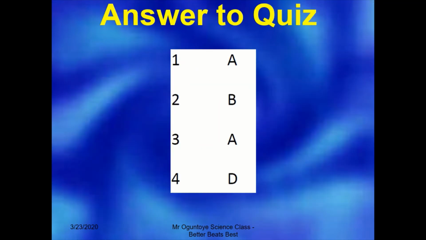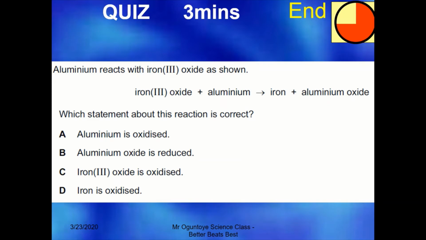Okay, the answers 1, 2, 3 and 4. So let me quickly explain the answers to this quiz so that you can learn very well. The first question says aluminium reacts with iron oxide as shown. So you can see the reaction between aluminium and iron oxide, forming iron and aluminium oxide. It says which statement about this reaction is correct.